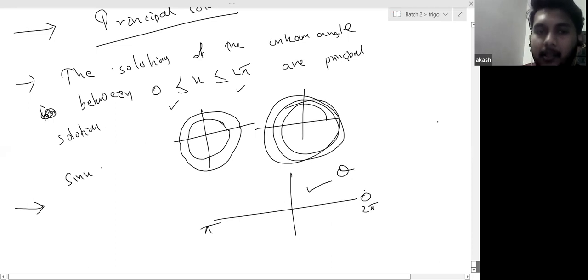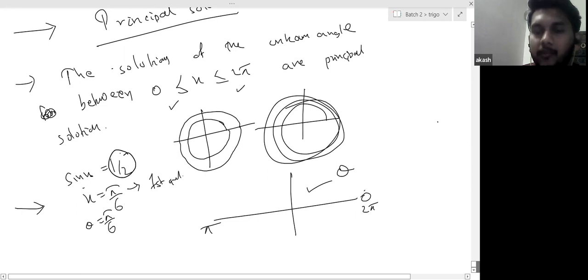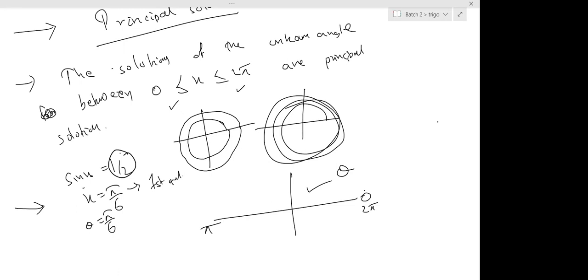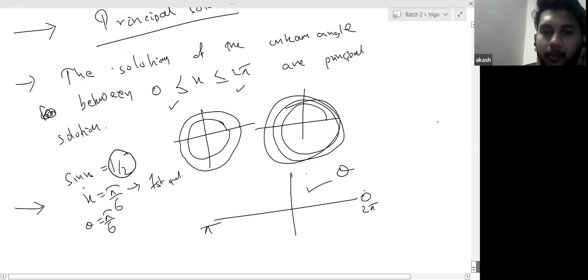I take this question: sin x is equal to half. Find the principal solutions. So we know sin x is equal to half, that means x is pi by 6 in the first quadrant. So suppose I call this theta, which is pi by 6. Now sin x is positive in the question. In which quadrant is sin x positive? In the second quadrant. So the answers will be in the first quadrant and the second quadrant.